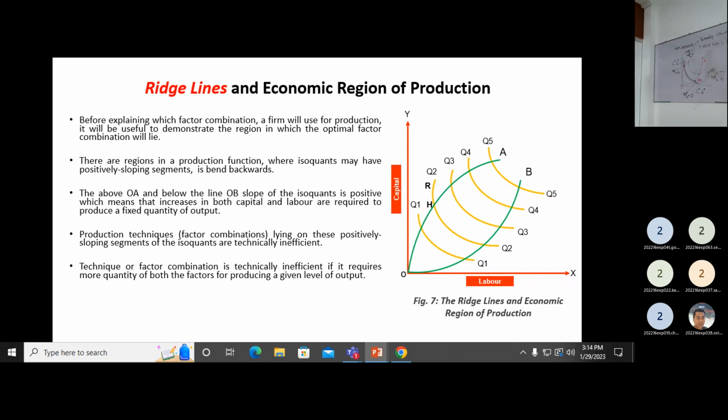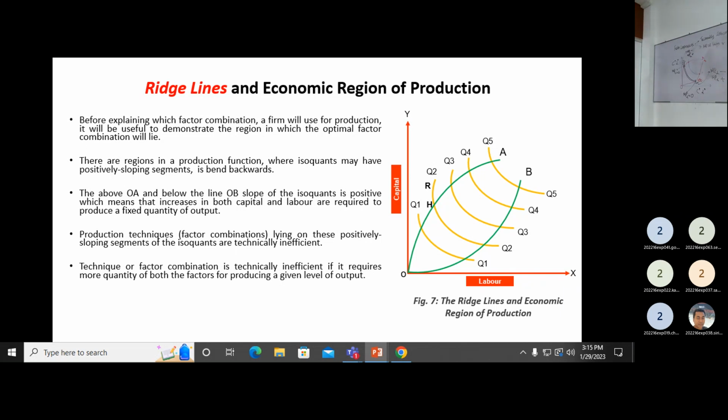Right. So now let's move to the theoretical aspect. Here, let's read the same thing. Before explaining which factor combination a firm will use for production, whether it could be labor or capital or both, it will be useful to demonstrate the region in which the optimum factor combination will lie. If you look at this particular area, this is the optimum factor combination. Why? Here you are replacing your factors and doing the production. That is what we want to identify first.